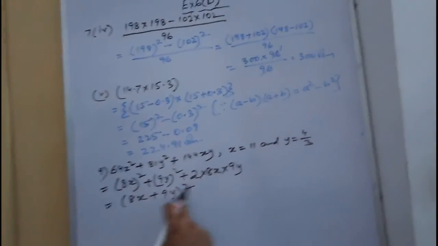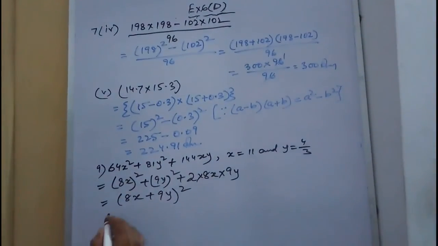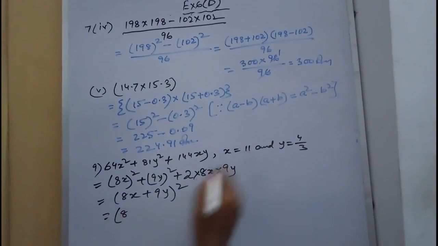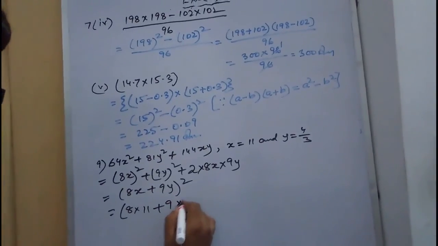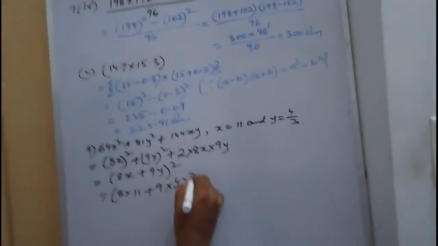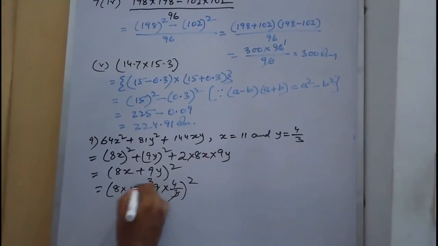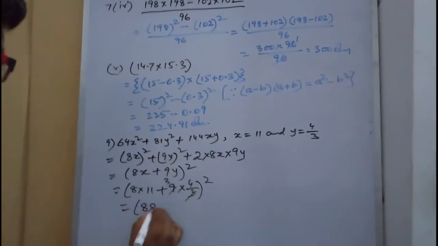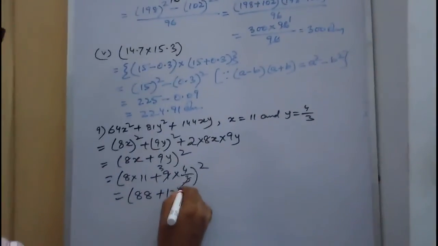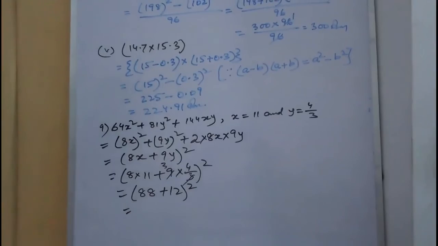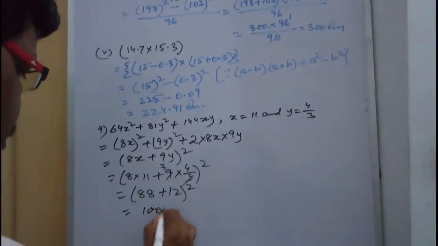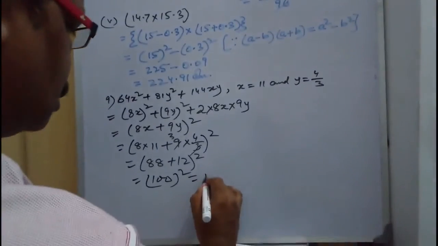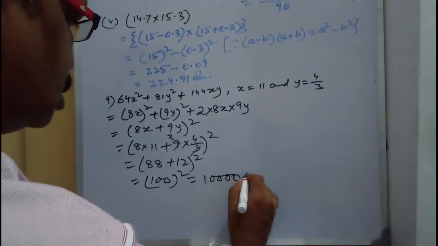Now here you put the value of x and y. X is 11, so 8 into 11 plus 9 into 4/3 whole square. Now divide by 3, so (88 plus 12) whole square. Now add 88 with 12, that is equal to 100. So 100 square is 10000. So this one is the answer of this question.